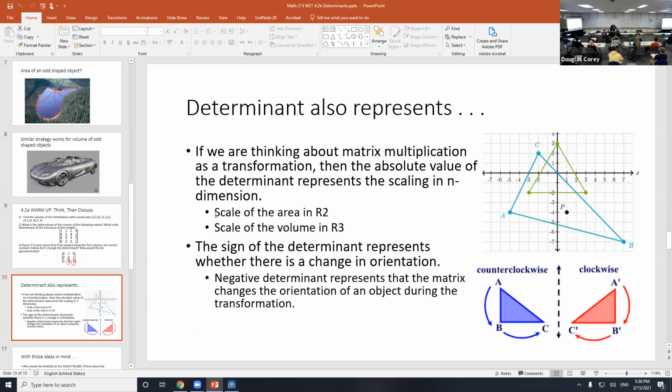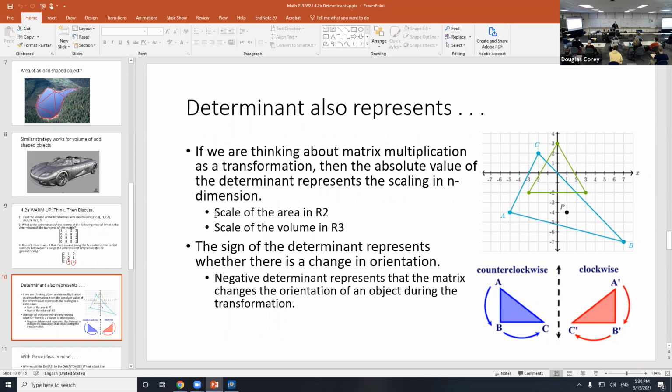Okay. All right. So, we can use determinants to find areas and volumes, but they also represent something else connected to transformations. If you're thinking about a matrix multiplication as doing a transformation, especially a transformation on an object, then the determinant in R2 tells you how much the area of that object is scaled by the transformation. In R3, it tells you how much the volume of that object is scaled by that transformation. And in R4 or R5, the hypervolumes are scaled.